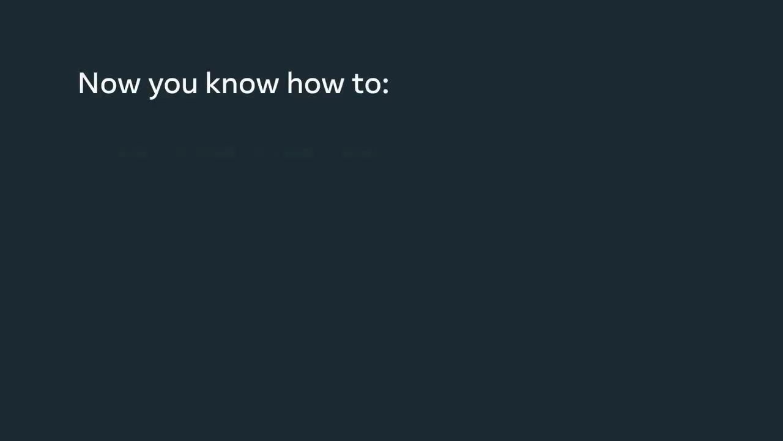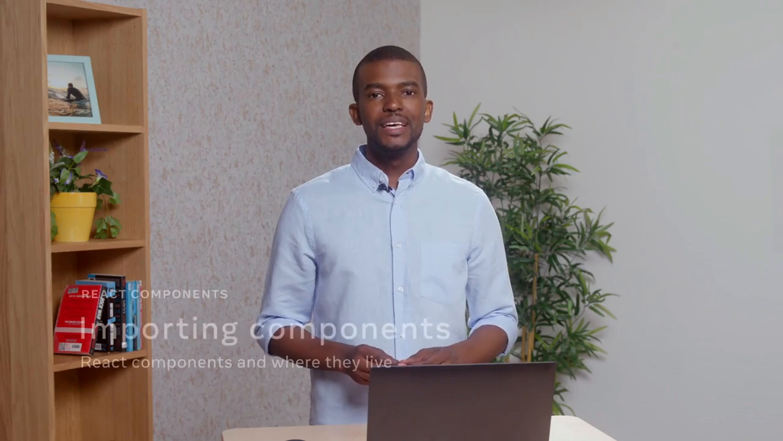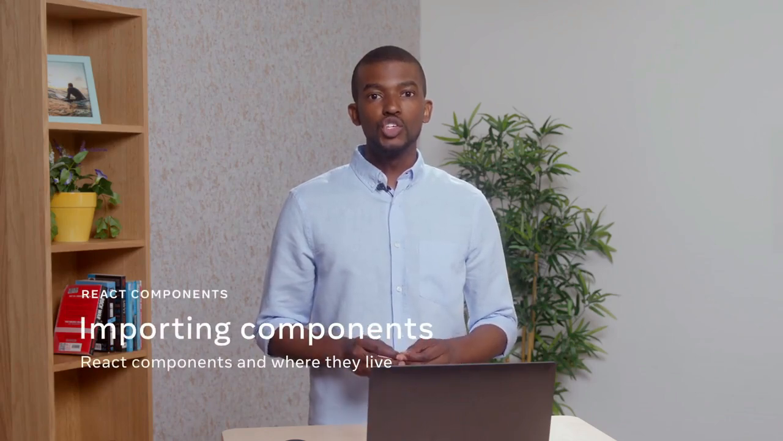In this video, you learn how to create a functional component in React and render it to the root component named app.js. As you might already be aware, it's important to organize or structure your React components so that they're easy to access. But what does a structure look like? What files and folders are found within a typical React application? The React project structure is the focus of this video.